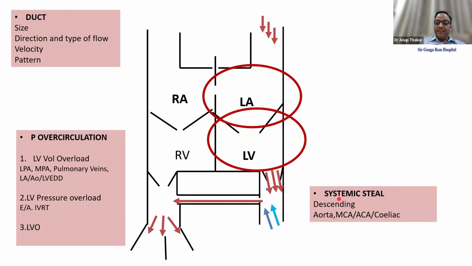So for systemic steal, you can see the absence of blood flowing in diastole, or reversal of blood flowing in diastole, in the descending aorta or other arteries like MCA, ACA, celiac artery. All this could be investigated.